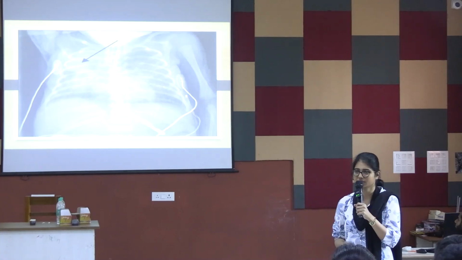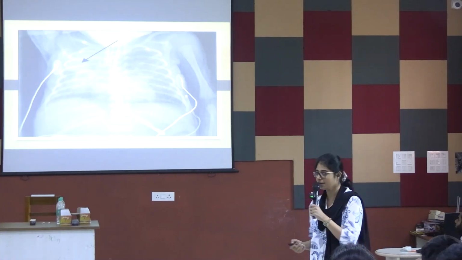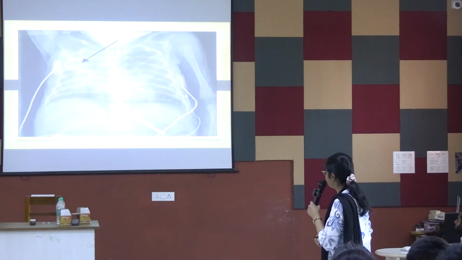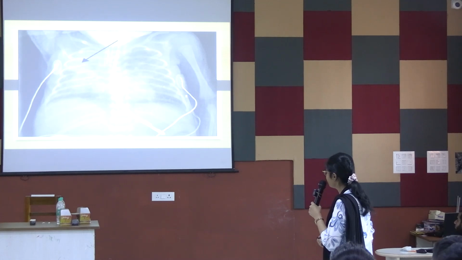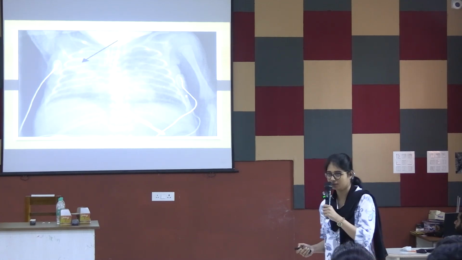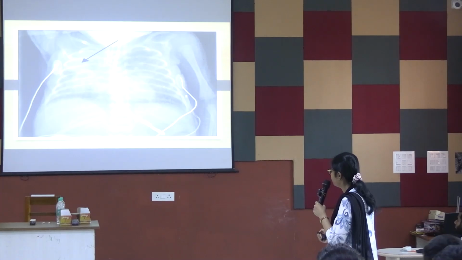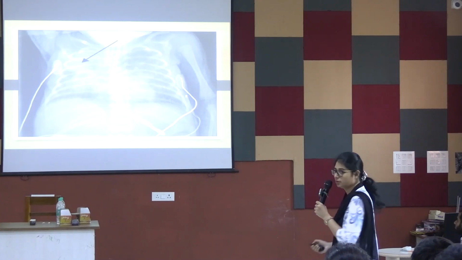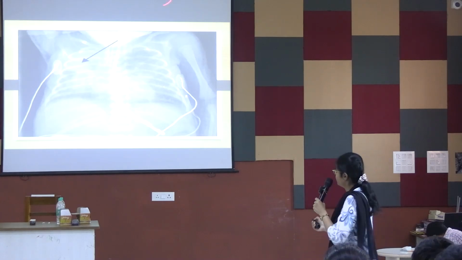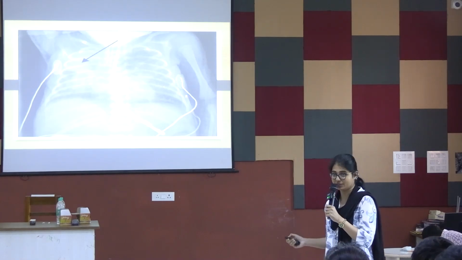Homogeneous opacity, that is pneumonia. This region, right upper lobe as well as some portion of the middle lobe also. Up to this there is so much of dense homogeneous opacity, pneumonia. What is this? This is endotracheal tube. And what is this? This is the feeding tube. The baby is on invasive mechanical ventilation.